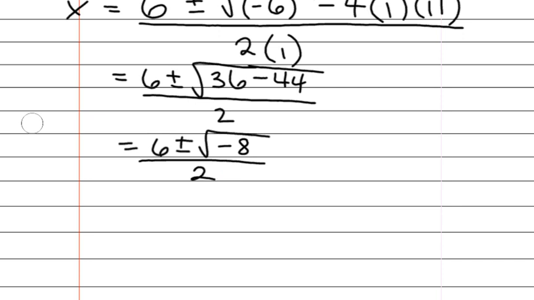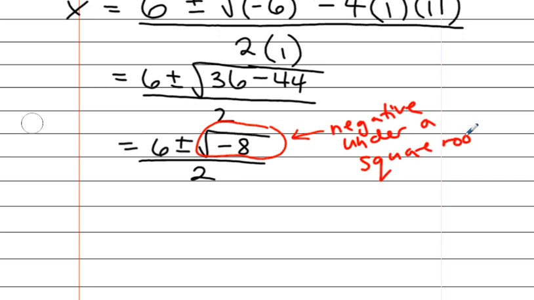So remember that when we took square roots, what's underneath the square root has to be positive. So if you get a negative under a square root, then this is not possible. Okay, so sometimes with the quadratic formula, you actually don't have an answer.